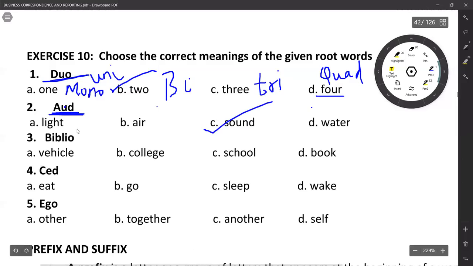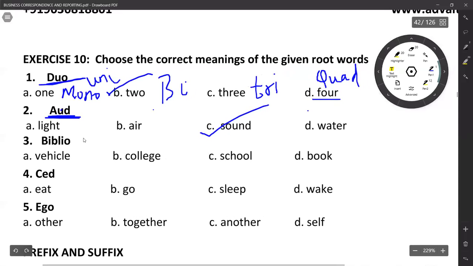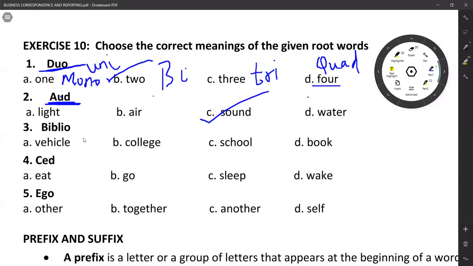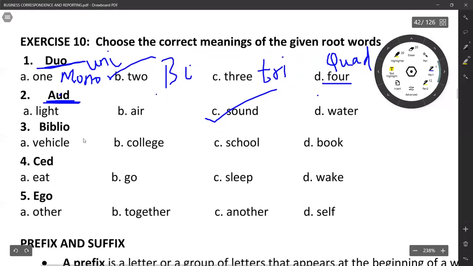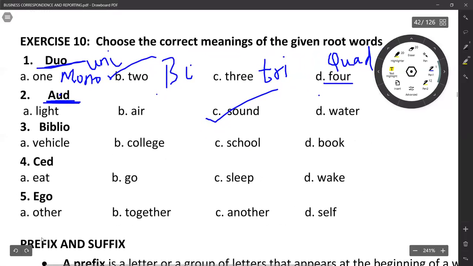Light. What's the root word for light, everyone? Come on. What is the root word for light? Very easy. All of you know that. It's just a matter of thinking. Plants need light. They need sunlight to make their food. What is the process of making food called? Photosynthesis. Correct. So photo means light. Photography. Photo. Light.